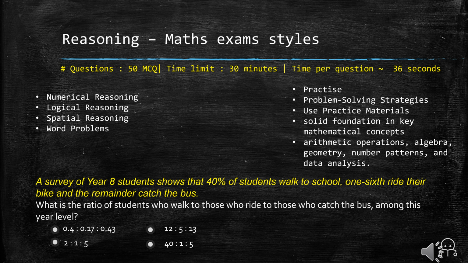Spatial reasoning. These questions assess students' ability to visualize and manipulate spatial relationships. They may involve geometric shapes, spatial patterns, rotations, reflections, and transformations. Word problems. These questions require students to apply mathematical concepts to real-life situations. They may involve interpreting information from a problem statement, formulating equations or inequalities, and solving mathematical word problems.